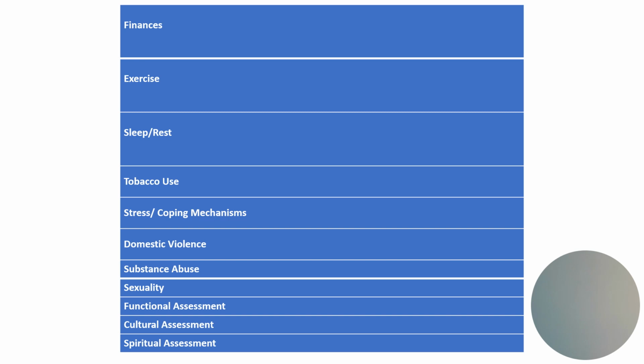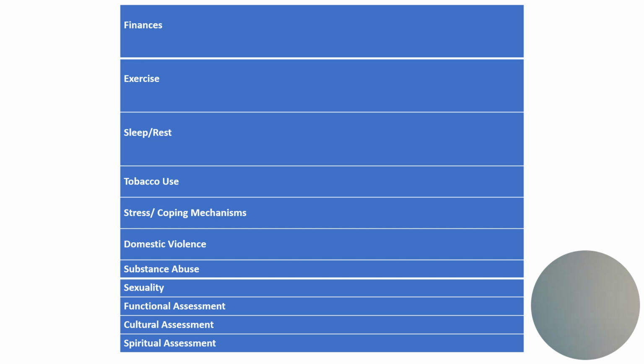How many hours of the day or night do they normally sleep? And do they feel rested once they awaken? Do they use tobacco products? And this is also the smokeless tobacco.